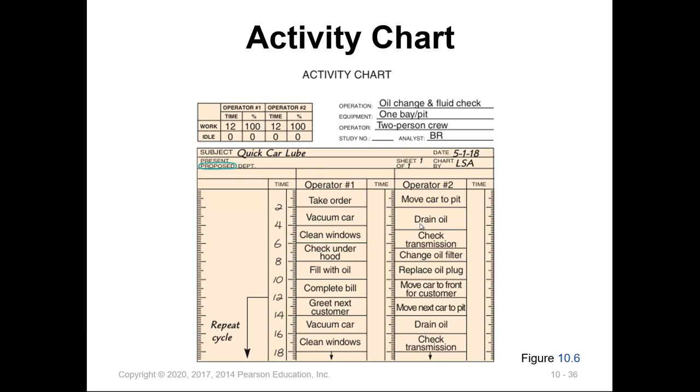This slide shows an activity chart for an oil change process. It's a two-person crew type of job with a specific list of tasks for each operator that is timed to ensure the whole process will not take more than 12 minutes. After 12 minutes, the process will be repeated.